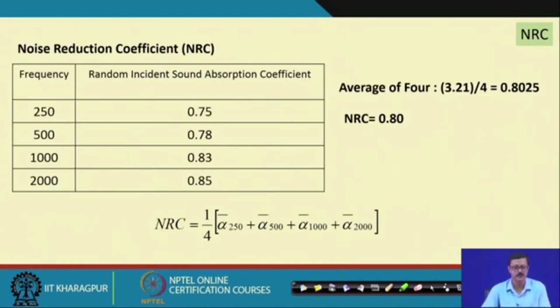Now, let us take a small example. I have put in some values: 0.75 for 250, 0.78 for 500, 0.83 for 1000 and 0.85 for 2000. So, the average of these 4 is 0.8025. By definition I have to round to the nearest 0.05. So, the NRC value will be 0.80.